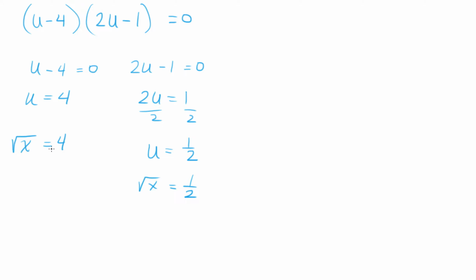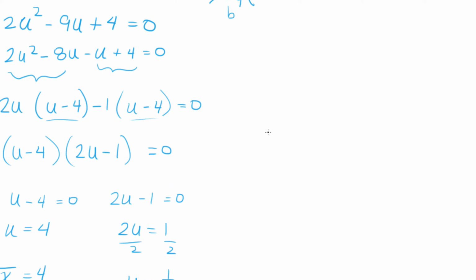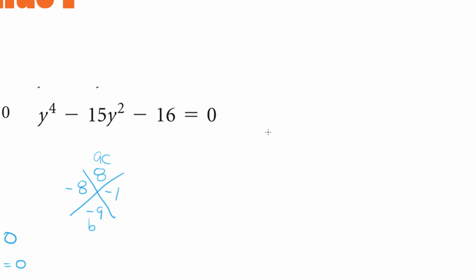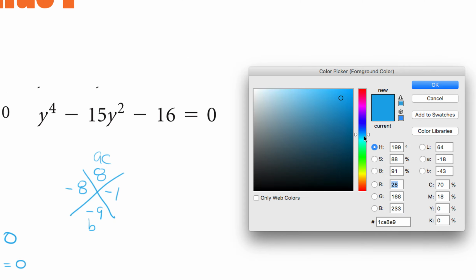But we're not interested in square root of x, we're interested in x. So what do I do in order to get rid of the square root? We square on both sides. So x equals 4 squared, which is 16. X equals 1/2 squared, which is 1/4. And that's your answer. Now the same thing we're going to do for this problem. Well, not the same thing, similar though.